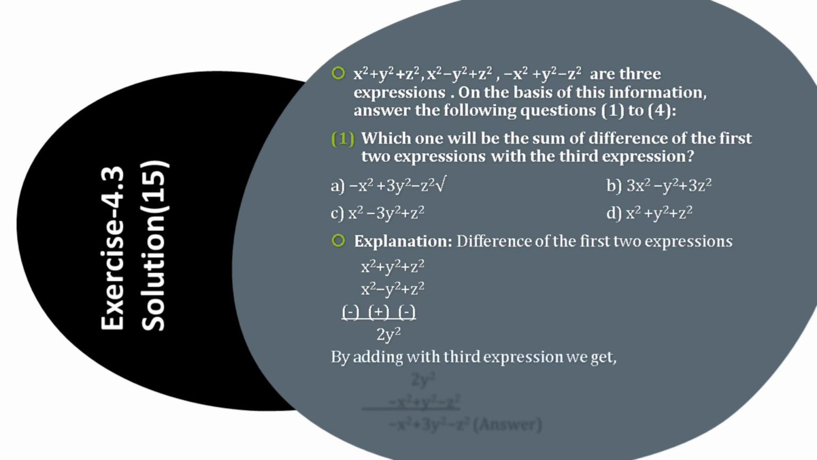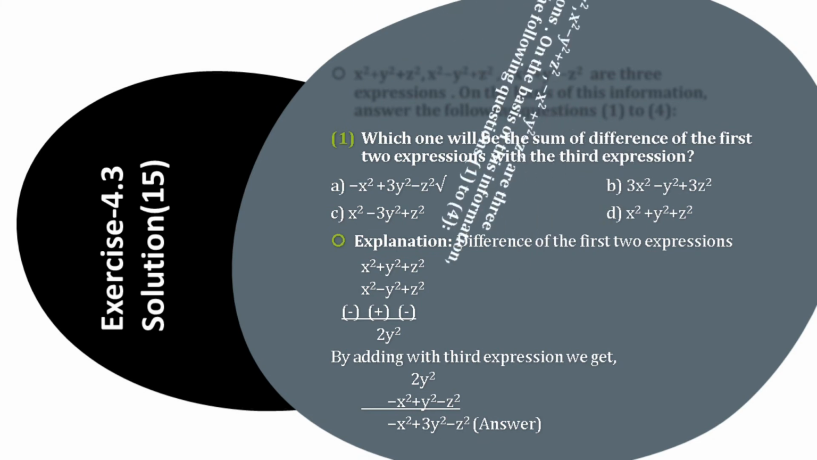So by adding the third expression with the result, we get 2y², and if we arrange the same variables, then we get minus x² plus y² minus z², and after that we will get minus x² plus 2y² plus y², that would be plus and plus, that would be 3y² minus z². That is the desired answer, my dear.